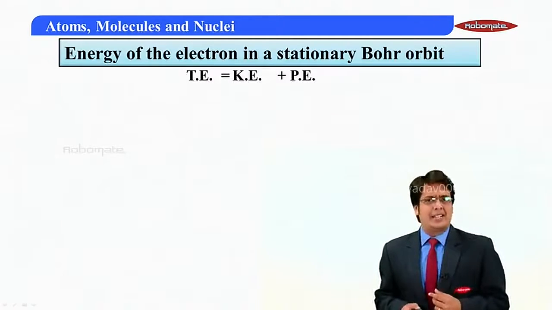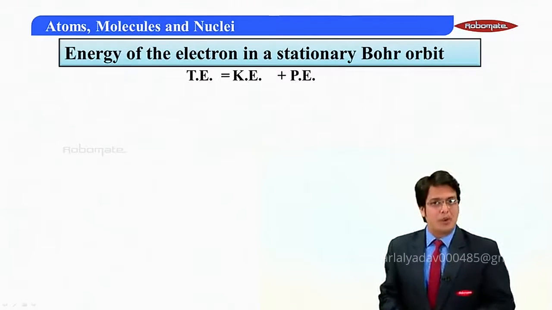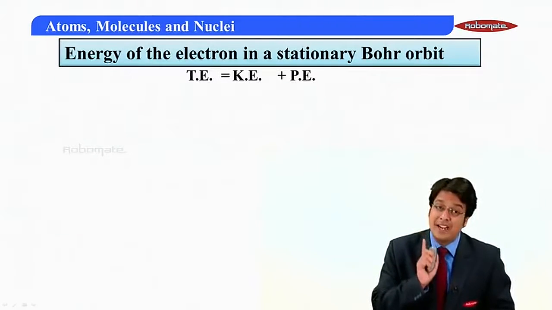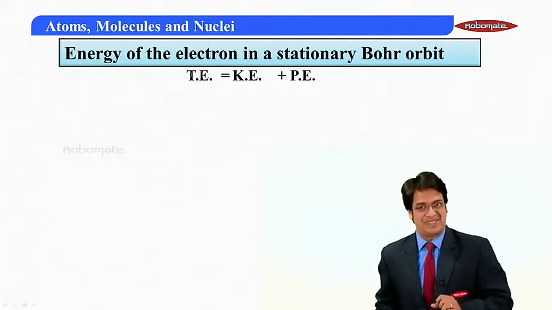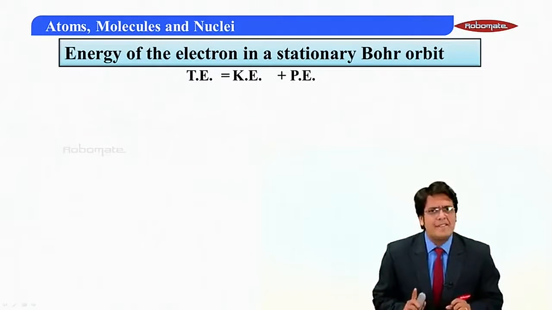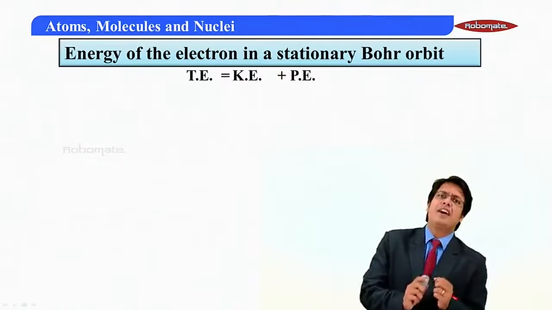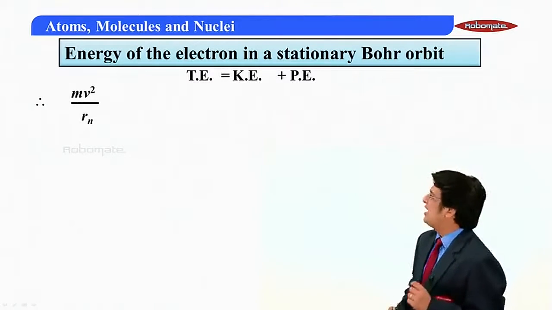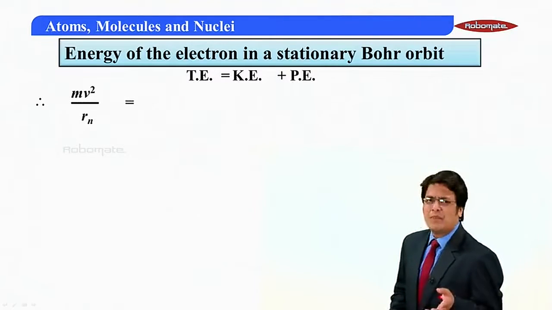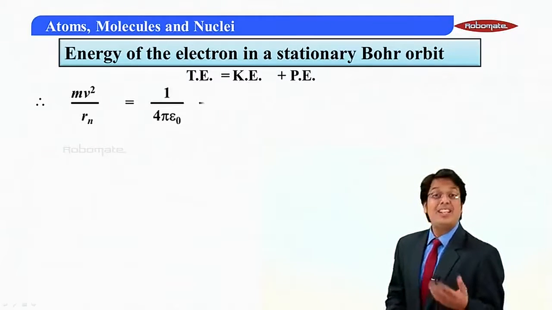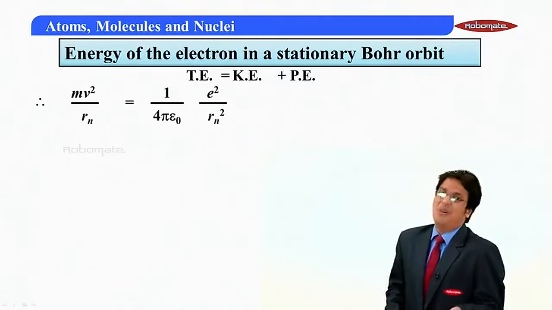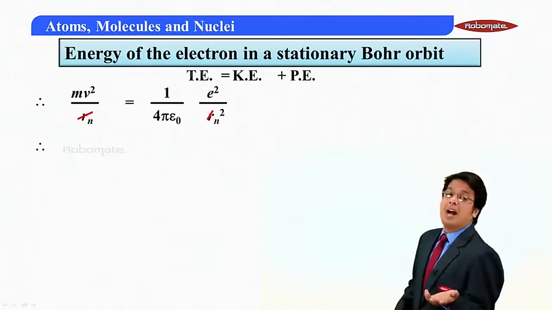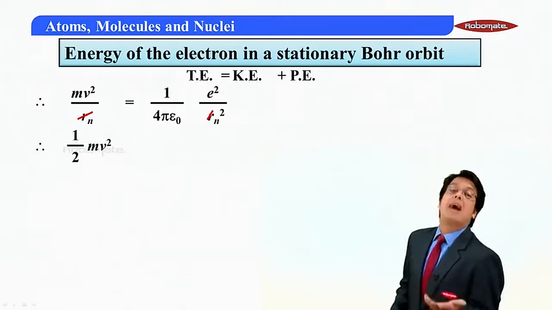How to find kinetic energy? It is half mv square. Of course we know it. Just like radius and velocity, we have to find energy from Bohr's postulate. Where will you find mv square? In Bohr's first postulate, mv square by r is equal to 1 upon 4 pi epsilon 0 into e square by r square. I want half mv square. Here, r gets cancelled. I multiply by half and I get my kinetic energy.